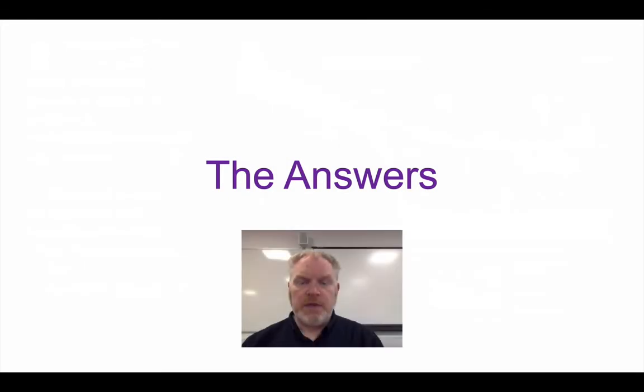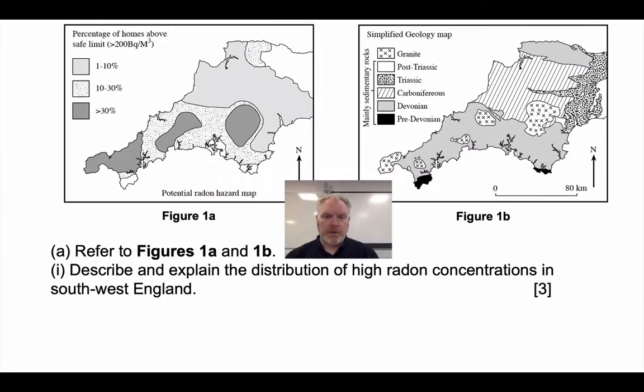Okay, let's have a look at some answers to these questions. So the first question was to describe and explain the distribution of high radon concentrations in southwest England. Okay, 3 marks for this. Now for these marks, you need to have one descriptive term or one description, one explanation, and then one other. Make sure you're hitting all of these things. If you've got 3 explanations, you're going to end up with 2 marks.